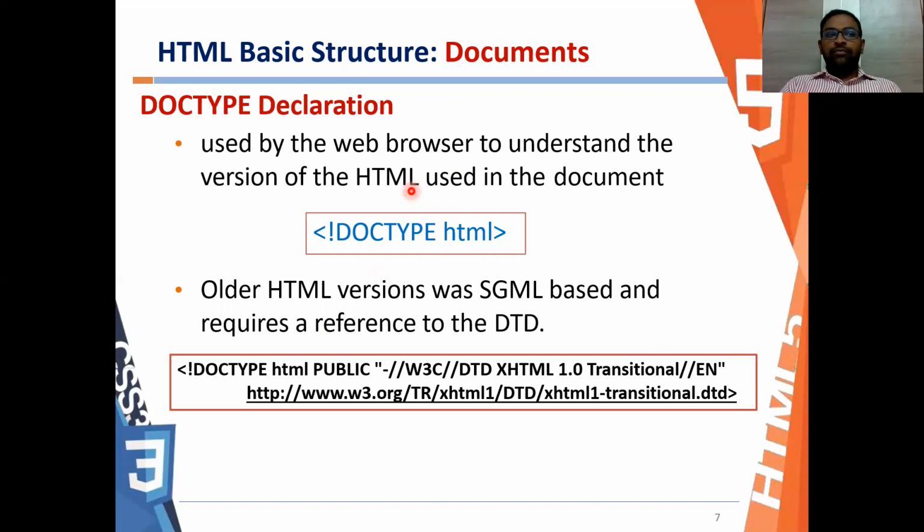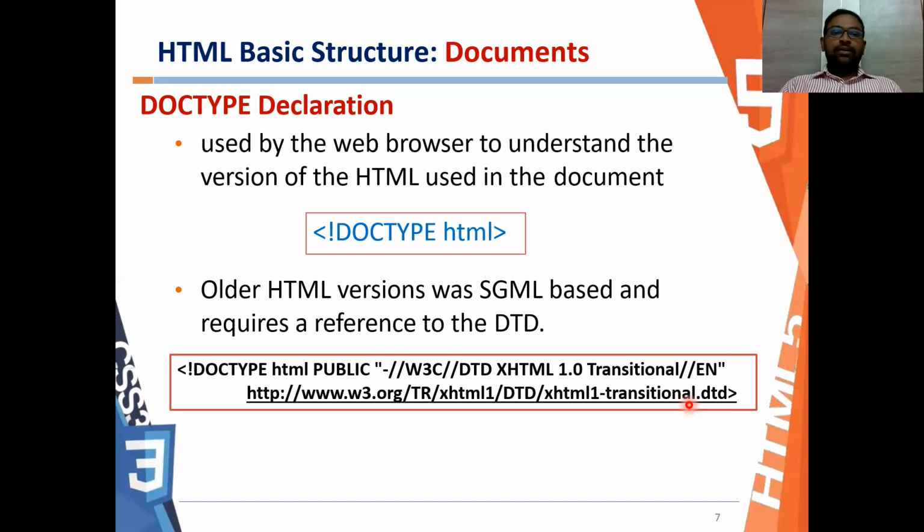In the very olden days we had HTML 3 and 4. Now we have 5 and 7. The older HTML versions are usually called SGML based, and they require a reference to the document type declaration, that is a DTD. It always requires a reference, which is an address, so that is a DTD we need to define. But in HTML5 and above, you do not have to give the reference.